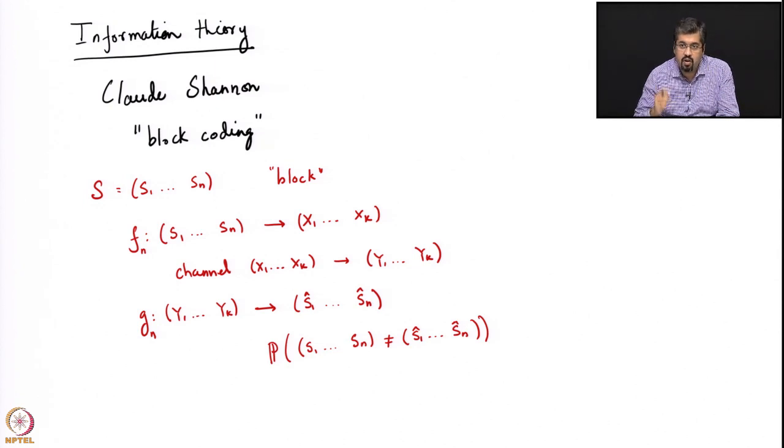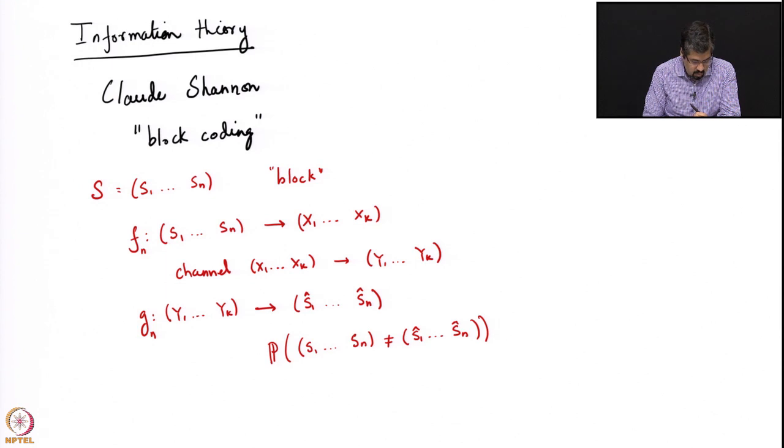Although we are sending an entire block, we are not asking for just one out of those n to be correct. That would be a very, very weak requirement. We are asking for all n of them to be correct. So, the probability that any one of them is wrong is what is encoded in this expression here.